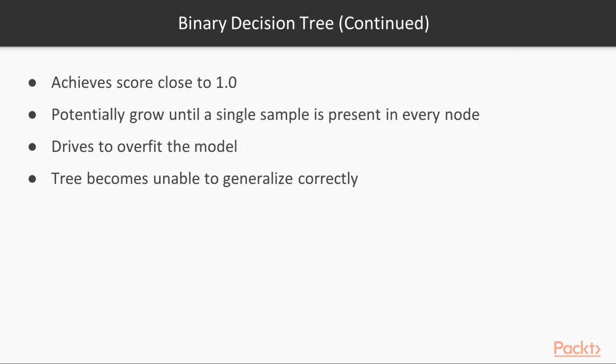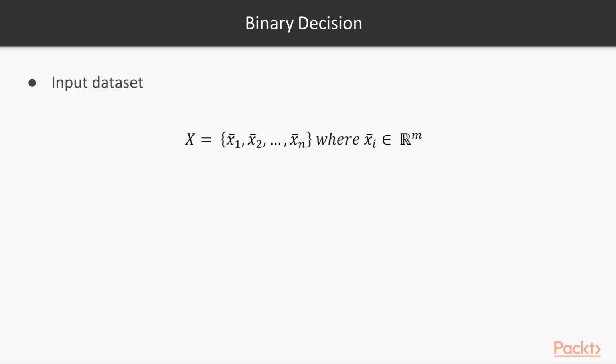The decision tree always achieves a score close to 1.0, while the logistic regression has an average slightly greater than 0.6. However, without proper limitations, a decision tree could potentially grow until a single sample is present in every node. This situation drives to overfit the model, and the tree becomes unable to generalize correctly. We'll now learn about binary decisions.